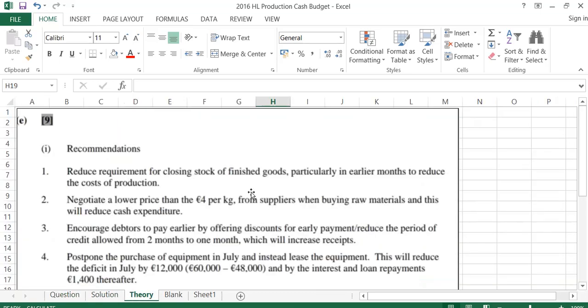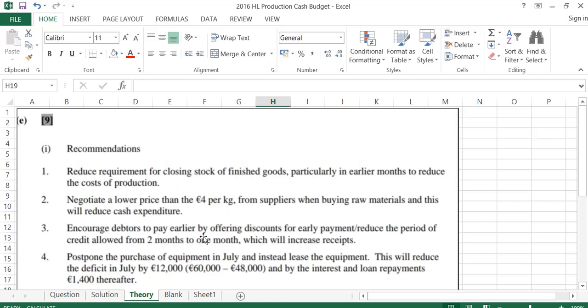So the first thing, the advice we could give them, the recommendations we could give them, would be to reduce the requirements for closing stock of finished goods, particularly in early months, to reduce the cost of production. So instead of being 60%, they might hold a lower closing stock at the end of the month. They might negotiate a lower price than €4 per kg from suppliers when buying raw materials, and this will reduce expenditure. So if we could cut that €4 down to €3.50 or €3, it would save them some money.